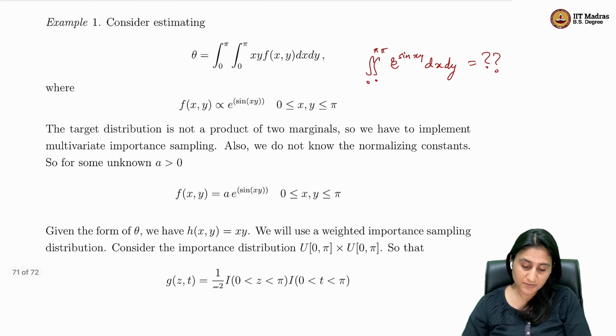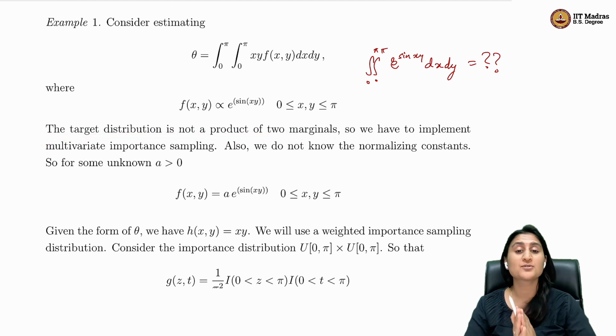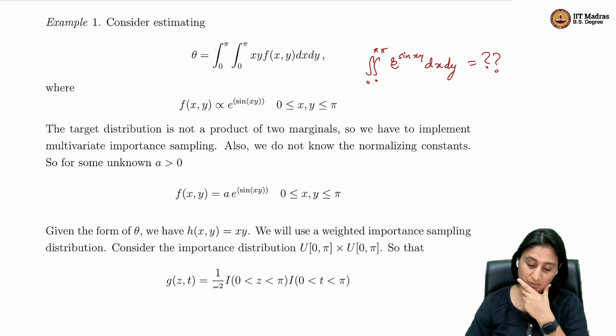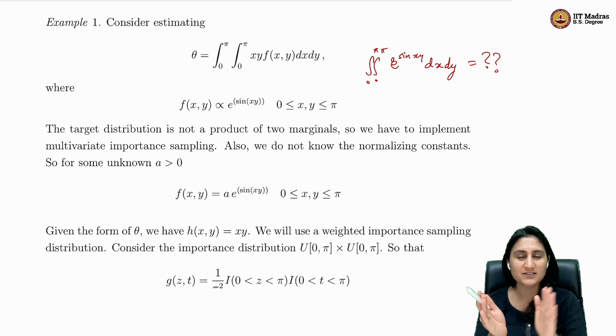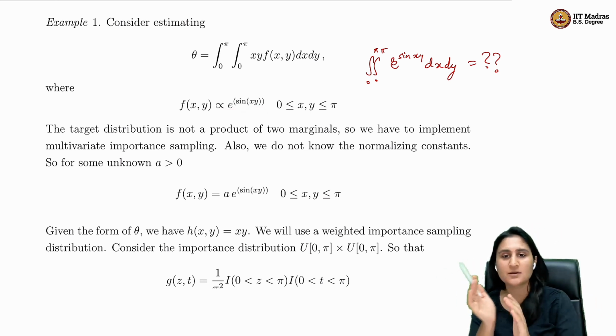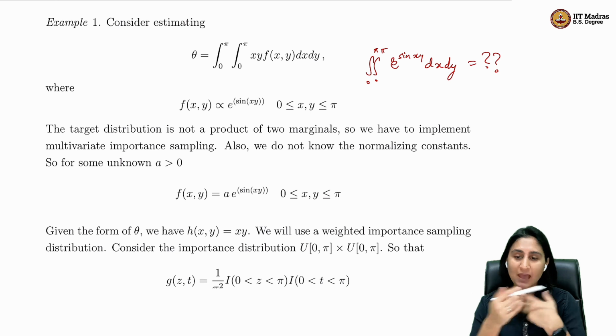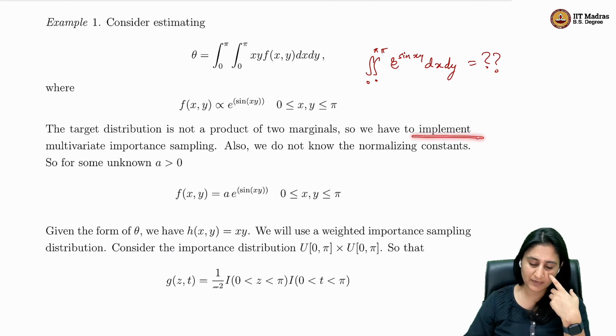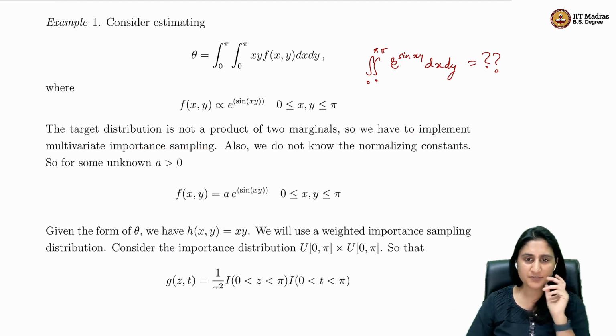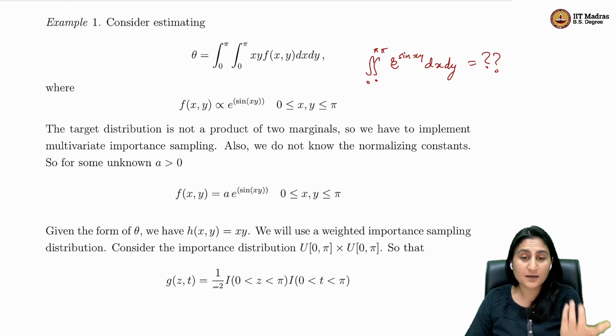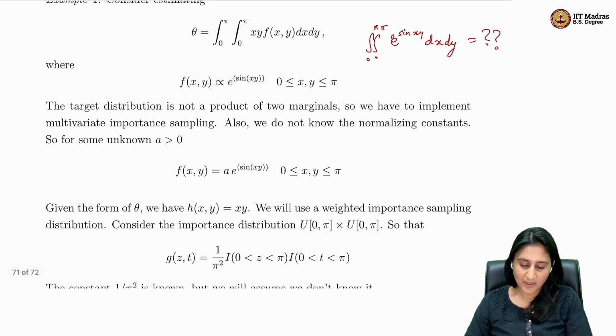Further, the target distribution is also not a product of two marginal distributions, so it's not decomposable. So x and y are not independent of each other, because you can't really decompose this as some function of x times some function of y, right? So we have to implement something a little bit more complicated, but the principles are exactly the same. So there exists some a such that f of xy is a times e to the power sine xy, and we don't know this a, that's okay.